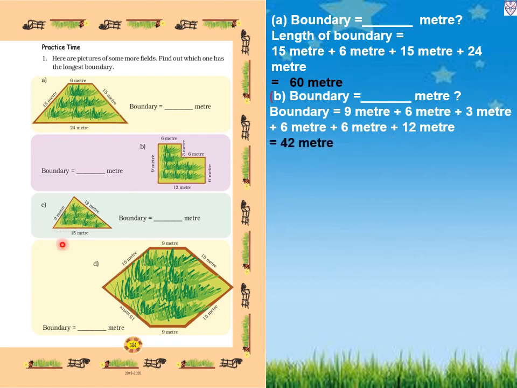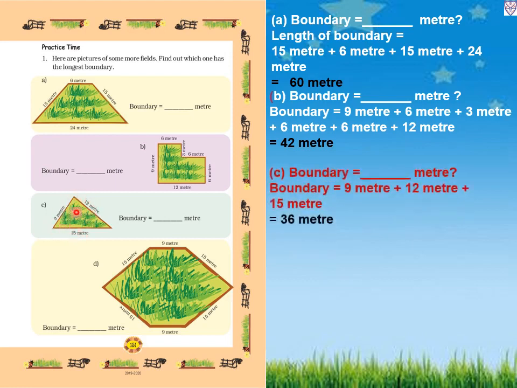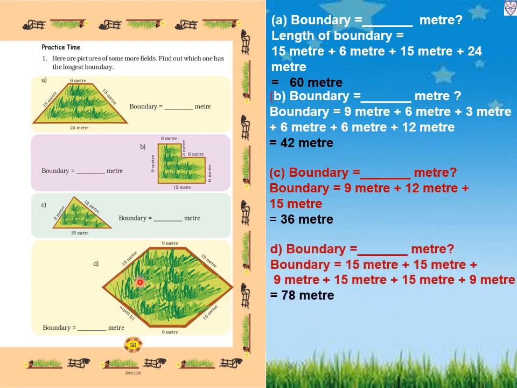Now see, a triangle shaped figure is given. So we have to add all. So we will add 9 meter, 12 meter and 15 meter. So 9 plus 12, 21. 21 plus 15, that is 36 meter. Now D. So we will add 15 meter plus 9 meter plus 15 meter plus 15 meter plus 9 meter.